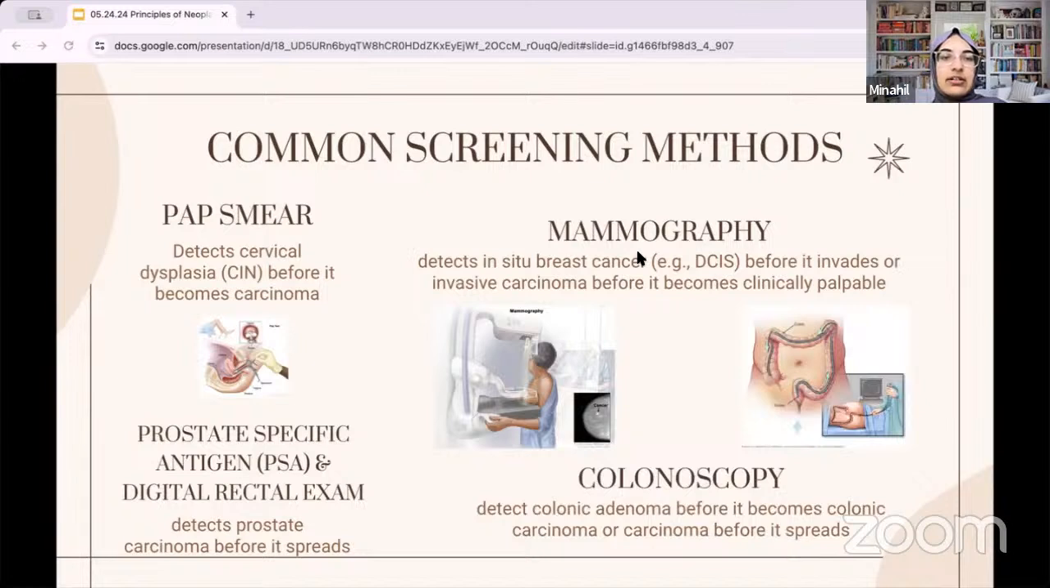And then finally, there's also a colonoscopy. So this is not an exhaustive list of all the different types of screening methods. It's just the most common ones that I could find. And so colonoscopies also detect colonic adenomas before they become a colonic carcinoma, right? Adenomas are benign, but carcinomas are malignant, before it spreads.